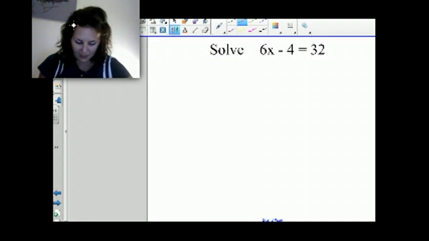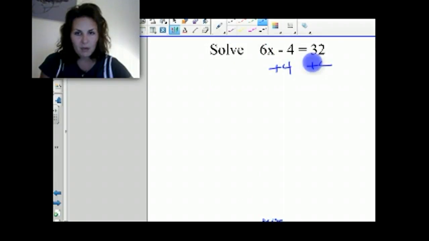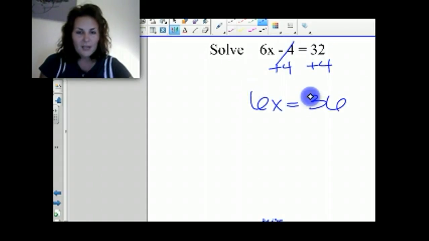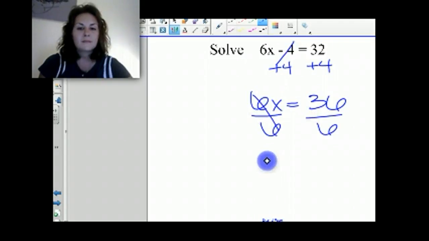6x minus 4 equals 32. Add 4 to both sides. 6x equals 36. Divide both sides by 6. X equals 6.